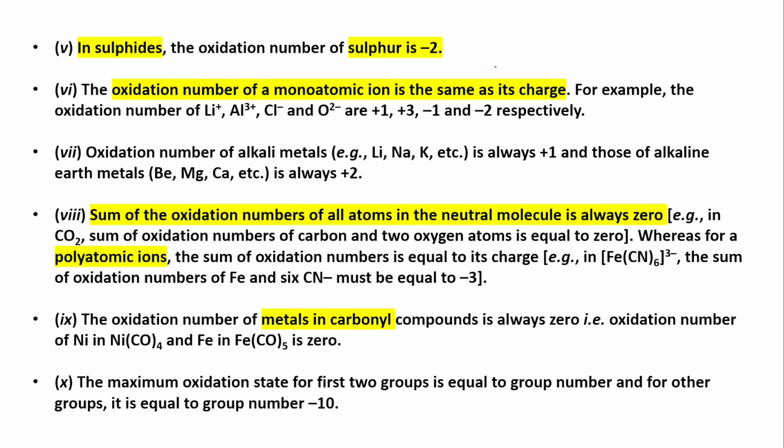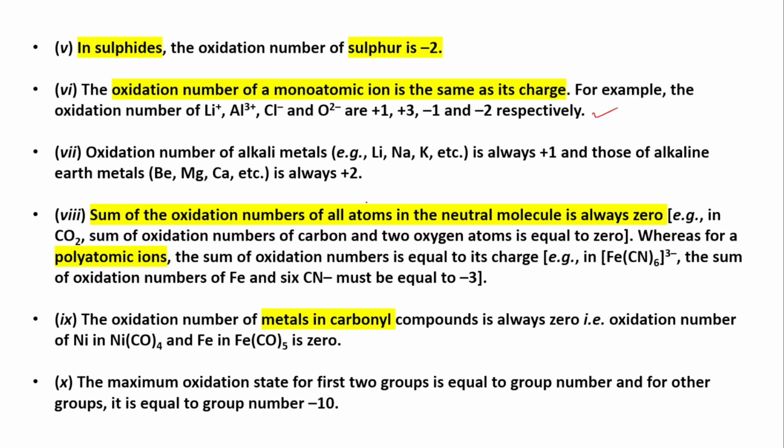When we write any monoatomic ion like Na+ or Li+, whatever charge is written, that is the oxidation number. For example, Li+ is +1, Al3+ is +3, Cl- is -1, and O2-, oxide, is again -2. So these are the cases.